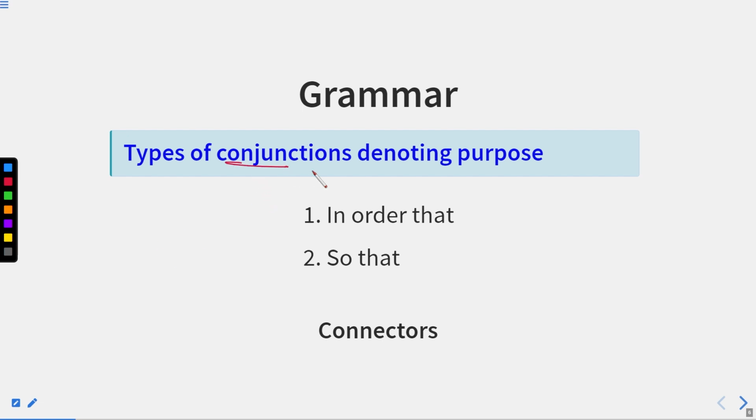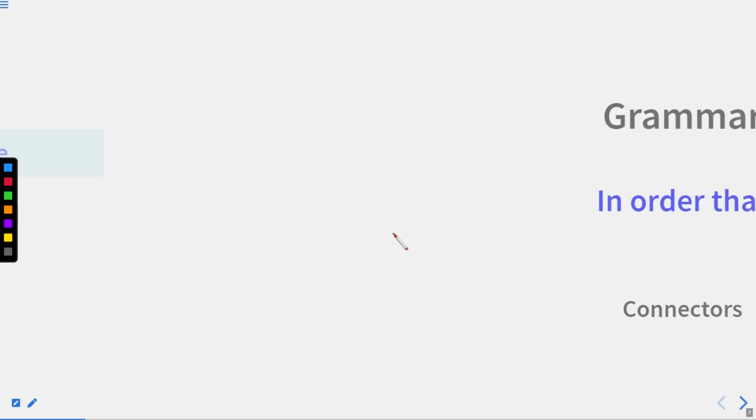Types of conjunctions denoting purpose. Now, what are the various conjunctions that can denote purpose? First of all, we can have in order that, and the other is so that. So these two can be the conjunctions that are used to show purpose.